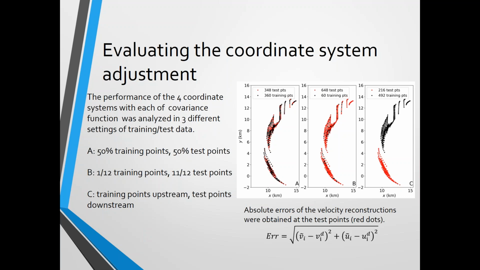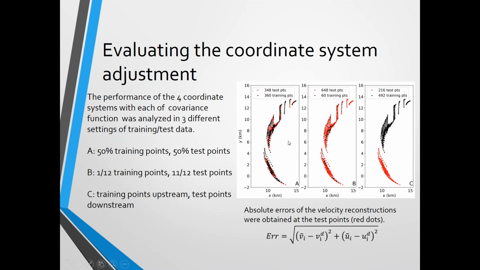In the evaluation, I have 3 different sets of test points and training points to see if the difference it makes is consistent, and not out of luck. In the first set, the black dots in these figures are the training points, which are the points I'm going to use to estimate the velocities. And the red dots are test points. So I'm estimating velocity at the red dots using the black dots.